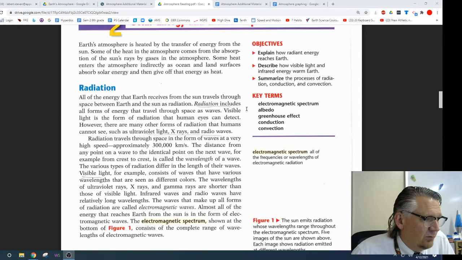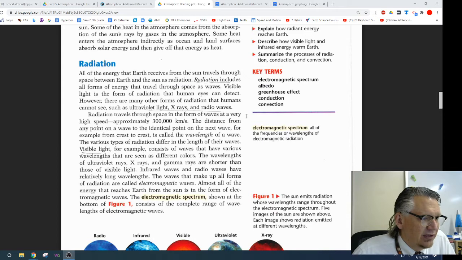Radiation. All of the energy that Earth receives from the sun travels through space between Earth and the sun as radiation. Radiation includes all forms of energy that travel through space as waves. Visible light is the form of radiation that human eyes can detect. However, there are many other forms of radiation that humans cannot see, such as ultraviolet light, X-rays, and radio waves.